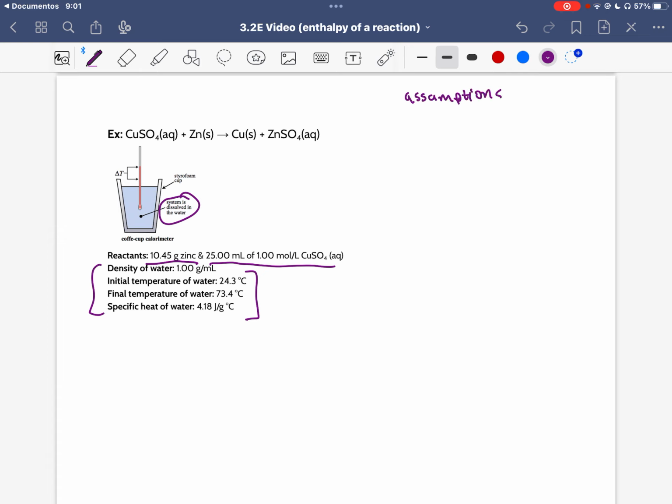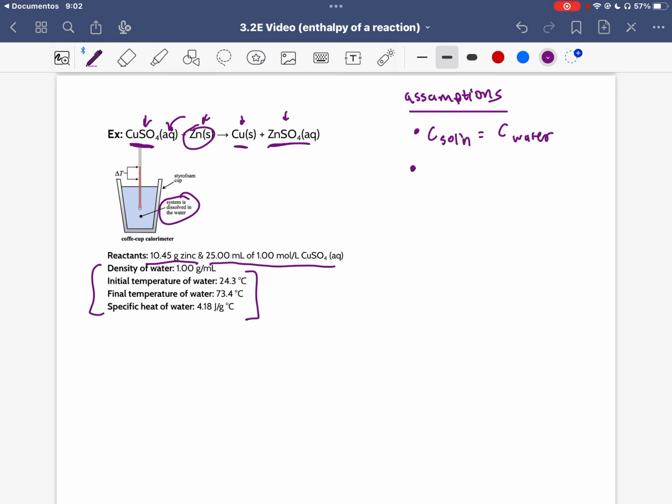Remember, the vast majority of stuff in here is water. Yes, I have my aqueous copper sulfate, and then I'm going to put some zinc in there. I'm going to make a new aqueous thing. I'll have some solid copper. But the vast majority of molecules when you have aqueous is water. So I'm going to assume that the specific heat is equal to the specific heat of water. The specific heat for my solution is equal to the specific heat of water. Because yes, there's copper sulfate and zinc, and eventually there will be copper and zinc sulfate, but the vast majority of stuff is water.